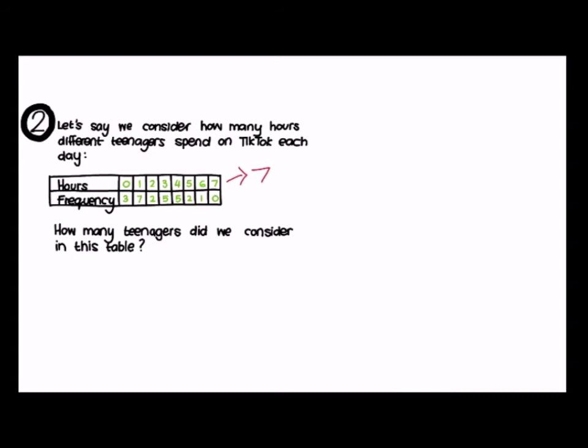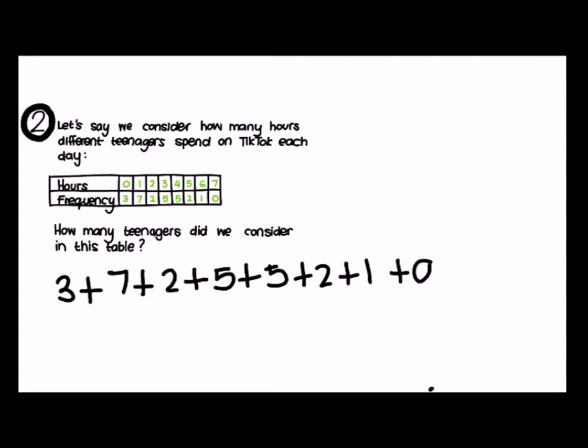What we need to do for these types of questions is realize that the frequency is actually the number of teenagers. So we've got 3 teenagers that watch 0 hours. And then we've got another 7 teenagers that watch 1 hour of TikTok per day. We've got another 2 that watch 2 hours per day, and so on. And so you just keep on adding all your teenagers in the frequency column. So we've got 5 plus 5 plus 2 plus 1 plus 0. Then you add that up, and that's how many teenagers you get. So that's just a quick one, but remember that that's how you get the number of teenagers or marks or tests or anything from a frequency table.